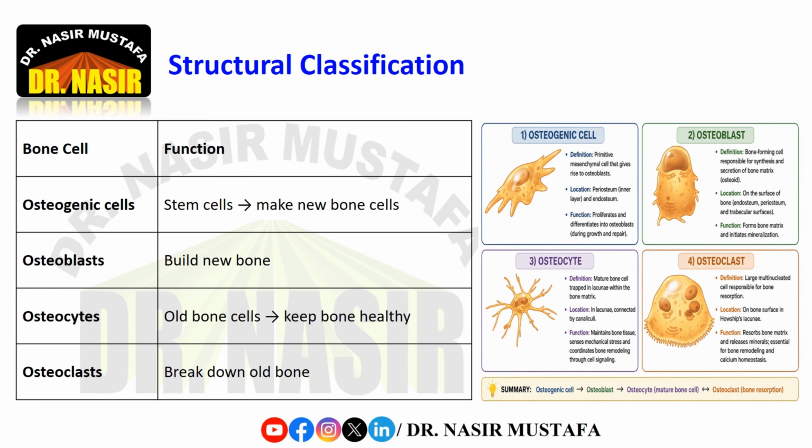Bone cells. Bone tissue contains 4 major types of cells. Osteogenic cells are stem cells that give rise to new bone-forming cells. Osteoblasts are responsible for synthesizing and building new bone. Osteocytes are mature bone cells that maintain healthy bone tissue. Osteoclasts break down old bone during remodeling, helping maintain calcium balance and allowing bones to adapt to mechanical stress. These 4 cell types work together continuously to keep our skeleton healthy throughout life.